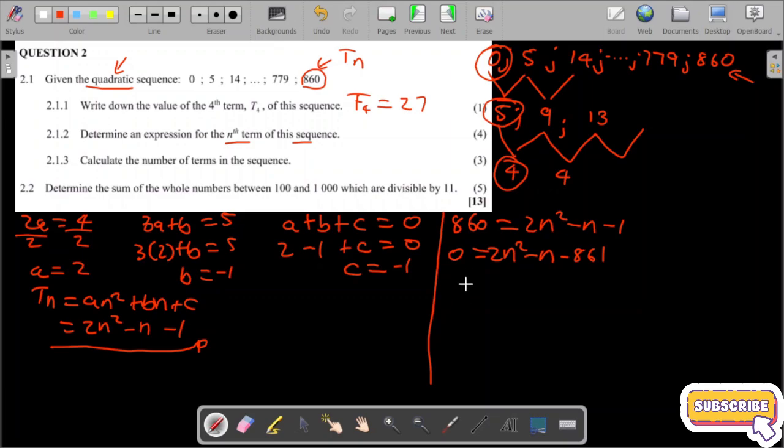Now, if I can just take this straight into the quadratic formula, it's going to be negative, negative 1, plus or minus the square root of negative 1 squared minus 4.